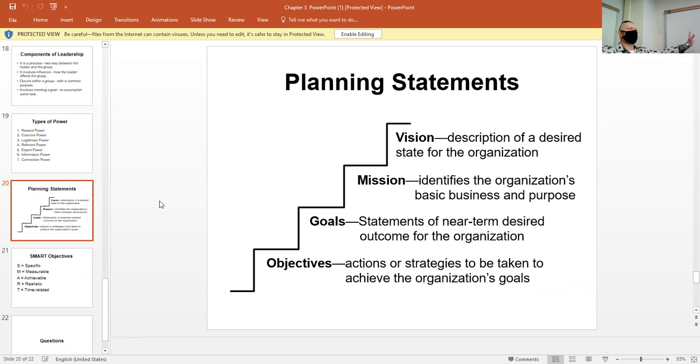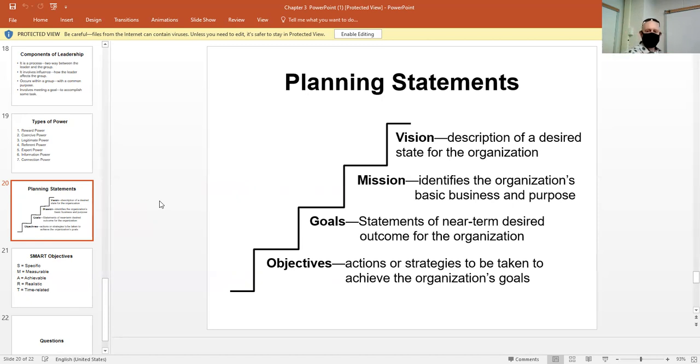This is what we want to be as an organization, our whole place. Say you were working in recreation therapy at a hospital. Your hospital would have the vision statement. You know what I mean? Mission is going to identify the organization's basic business and purpose. This is what we do. This is our number one purpose for being here. This is our mission. Exactly like it says.